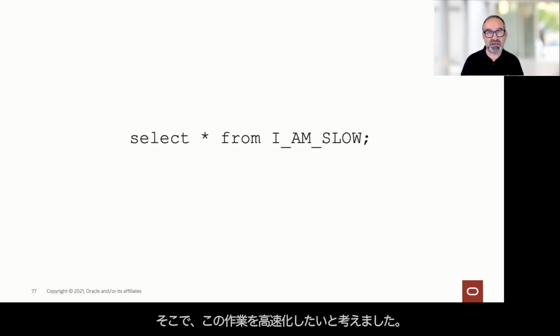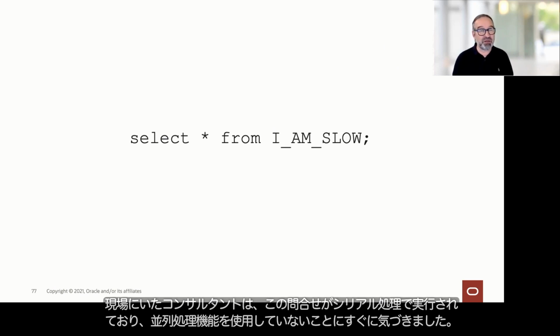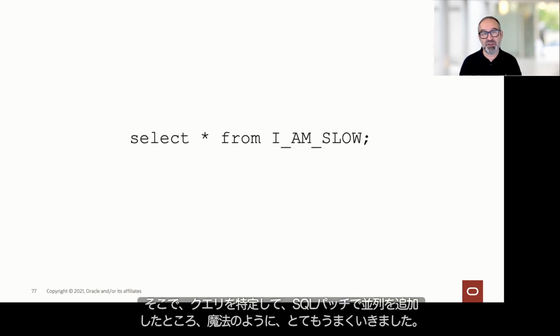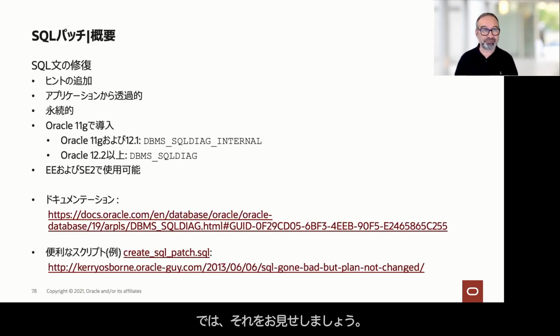So we wanted to speed that up, and the consultant being on site immediately found out it's running serial. It doesn't use the parallel capabilities because the underlying table in the dictionary, or some of the tables in the dictionary we access, have no parallel degree and nothing happened. So what we did is we isolated the query and we added a parallel hint to it with SQL patch. And that worked magically very, very well. So let me show you that.